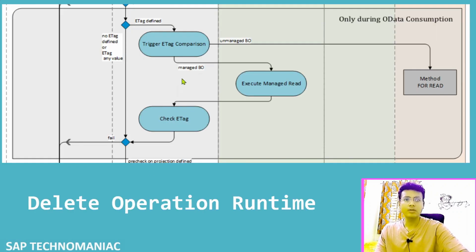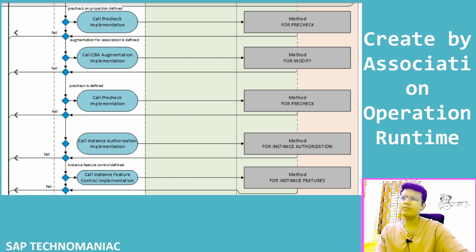And if you have an e-tag, obviously you have to define the method for read, and then the e-tag comparison will be done. In the managed scenario, it will be compared by the framework. In the unmanaged scenario, only during the OData consumption, it will be read, and then the e-tag comparison will be done. If something goes wrong, it will fail. And next step, the pre-checks will happen. Augmentation from the projection layer will be called. These two are from the projection layer.